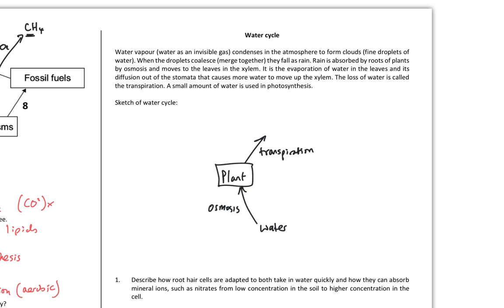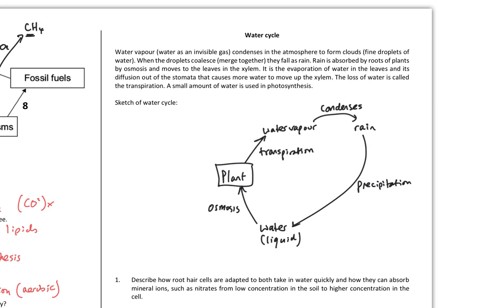So then I get water vapor. When I write water, I mean liquid. Then water vapor condenses into rain, which then rains on the soil. So this is precipitation. And I get back to water.